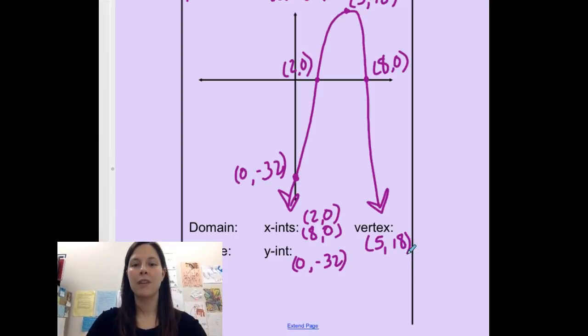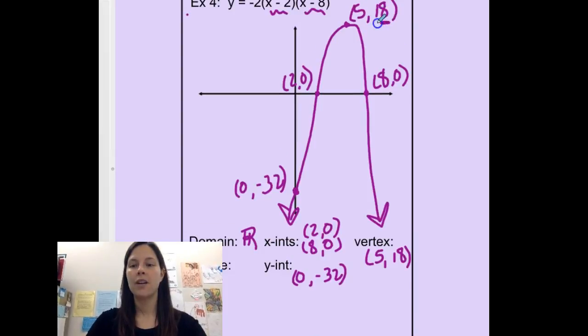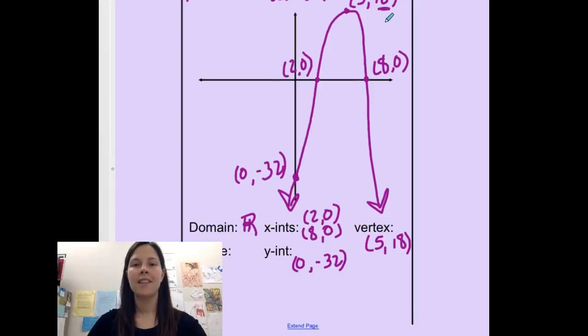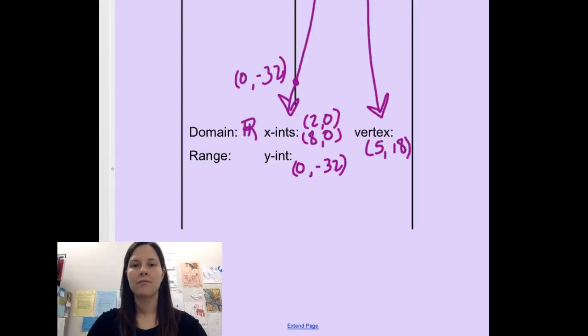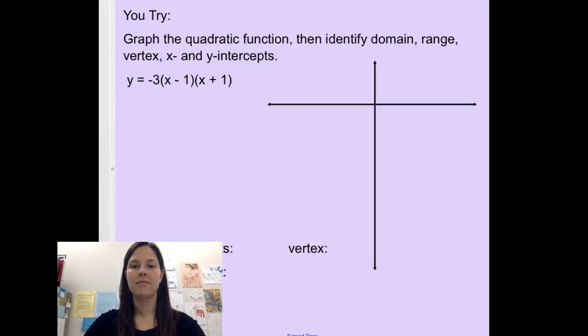Once again, domain for all quadratic functions is always all real numbers. That range, we need to find the y-coordinate of our vertex. This time our graph opens down, so our range will be less than or equal to 18. Here's your U-try question. Graph it with Desmos and identify that essential information from the graph.